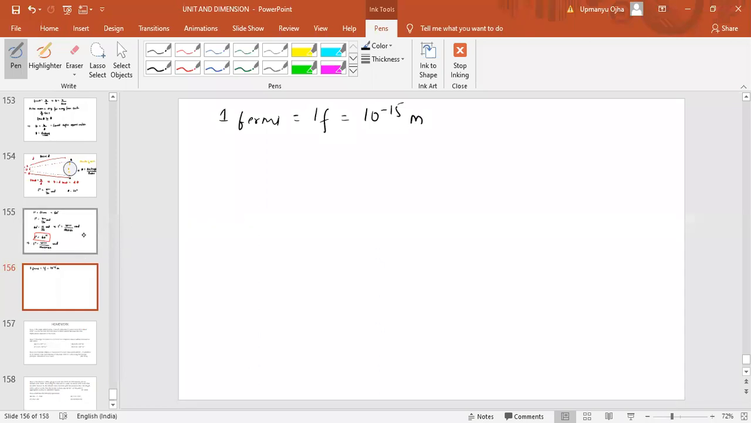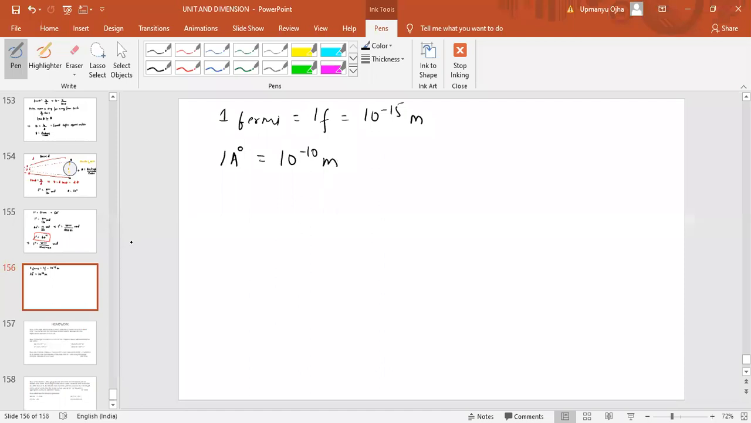Now, if 1 Angstrom is given to us, like they can give you the diameter of the atom is 1 Angstrom. So 1 Angstrom is 10 to the power minus 10 meters.